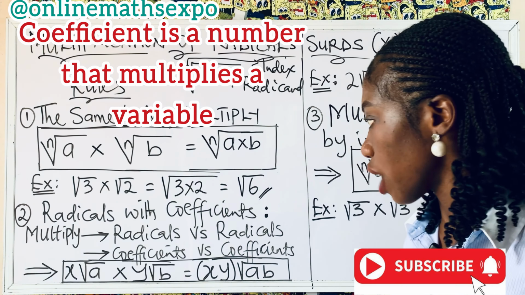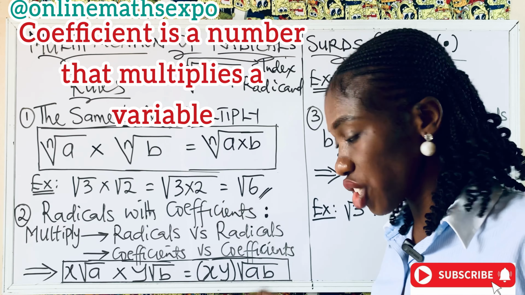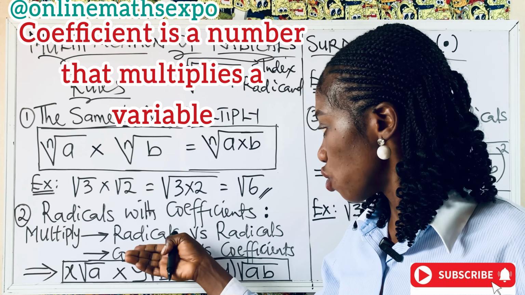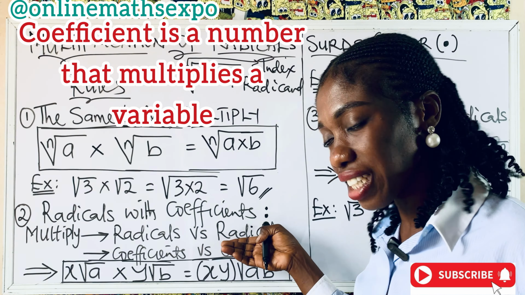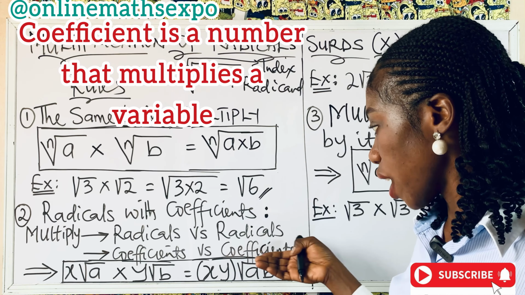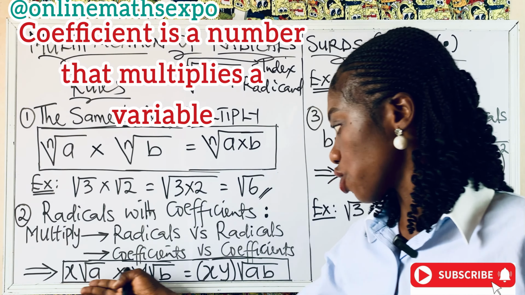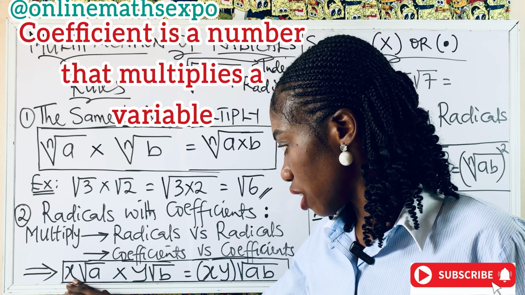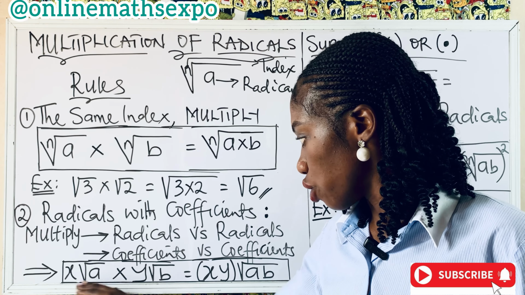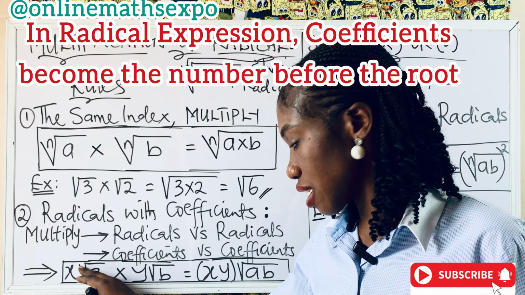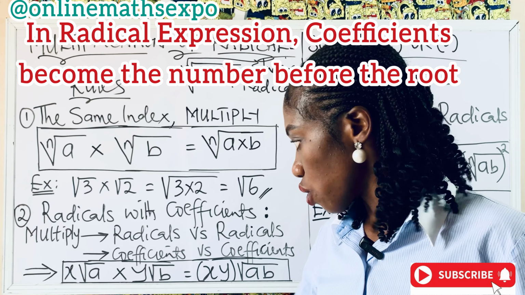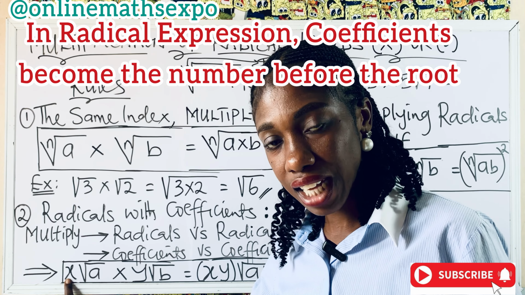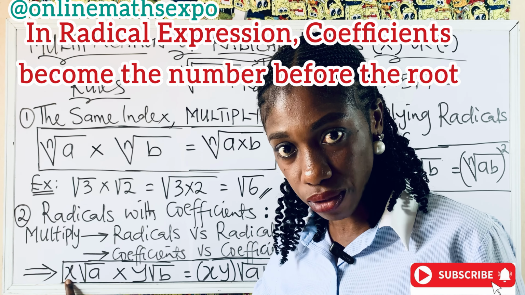You also should know how to multiply radicals that come with coefficients. To multiply radicals with coefficients, we multiply radicals with radicals, and coefficients with coefficients. So this is just a clear picture of what that means. Now you see this is just a radical term on its own, and you notice that their indexes are the same, so you are free to multiply. This is called the coefficient. That number before that root is the coefficient.